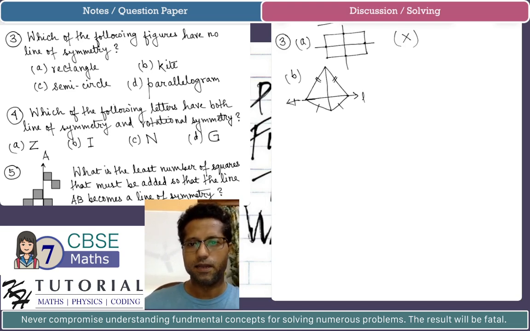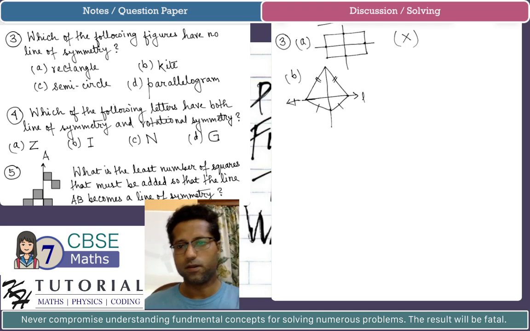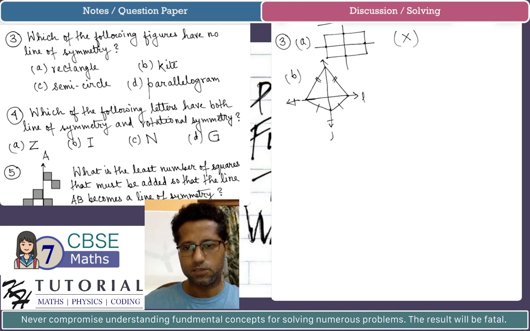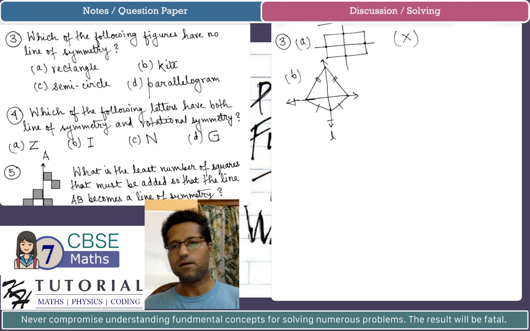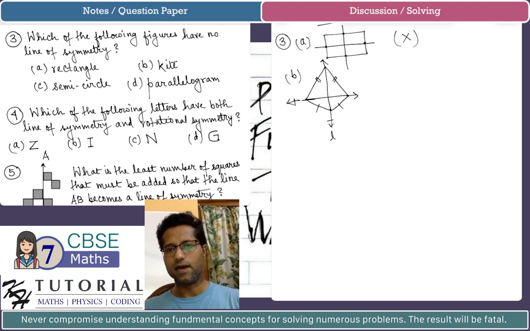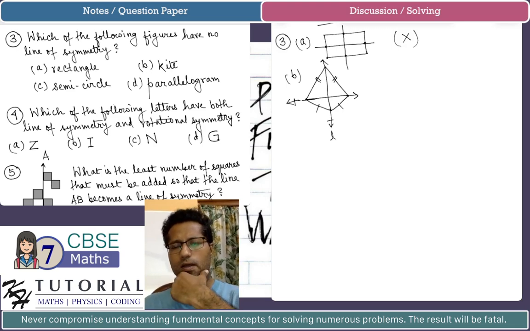This line, L, is the line of symmetry, which is the bigger diagonal, the longer diagonal. Always remember that in a kite, the two diagonals are not of equal length. In a kite, can the two diagonals be of equal length? No.